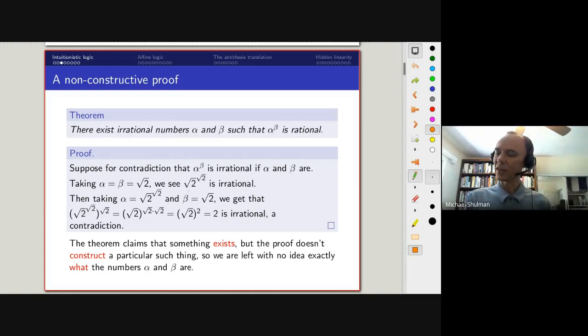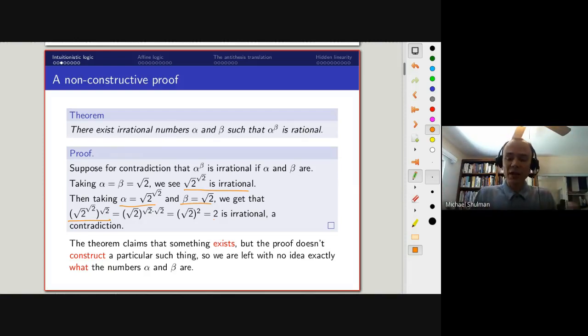But now, since we know that square root of 2 to the square root of 2 is irrational, we can take that to be our alpha, and then take beta to be the square root of 2. And then when we raise root 2 to the root 2 to the further power of root 2, the root 2's become a 2, and that squares to 2, which is a rational number, and that's a contradiction, because our assumption would tell us that it's irrational. So that proves the theorem, but it doesn't tell us anything about what the alpha and beta are, the irrational numbers whose power alpha to the beta is rational. And that's kind of disconcerting or unsatisfying. If we're saying that something exists, we would like to be able to find it.